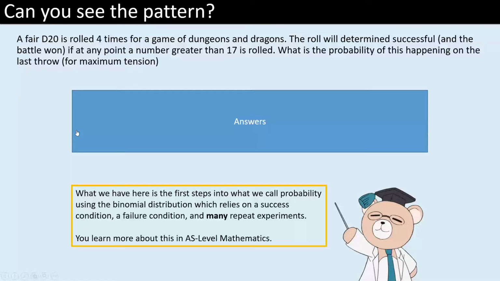Okay. So we have the same numbers. It's still a d20. We want to know the probability of this happening on the last throw. Okay. So in this case, just means our... Oh, hang on. Just means our 4th throw.